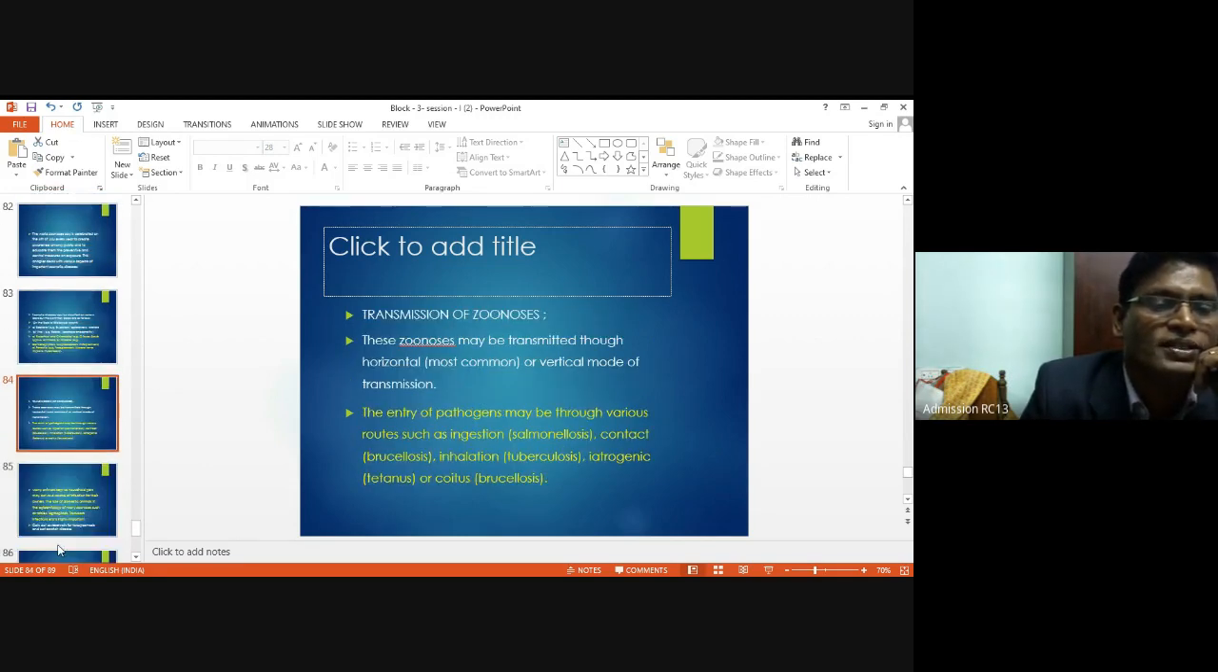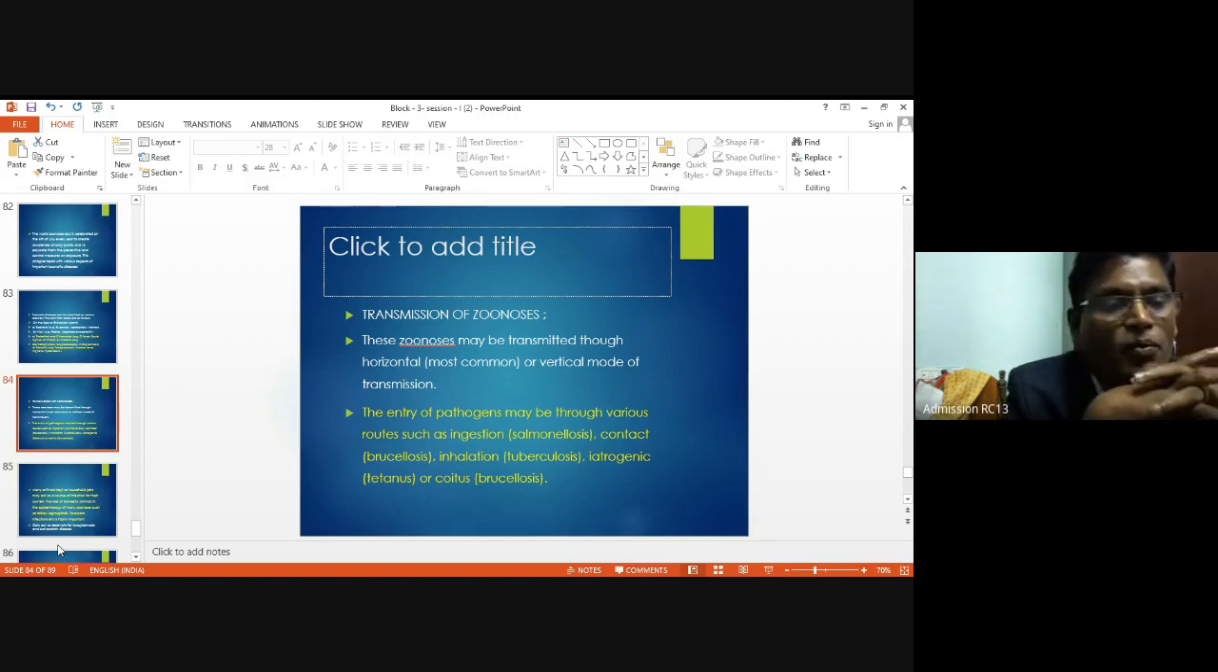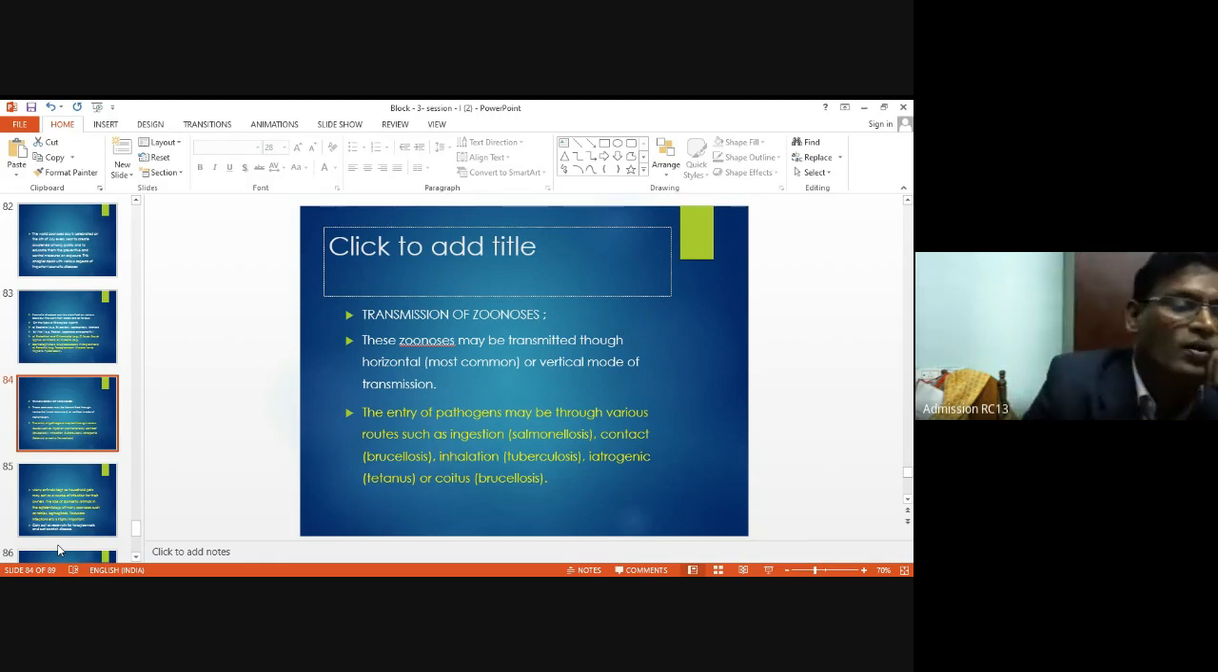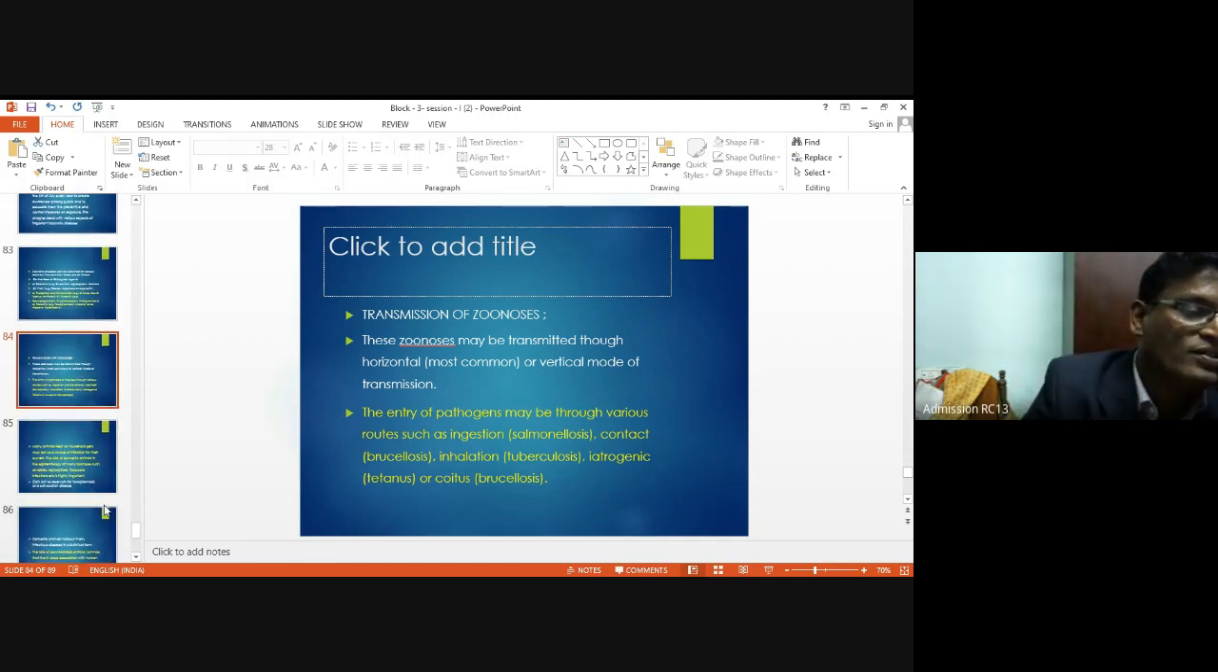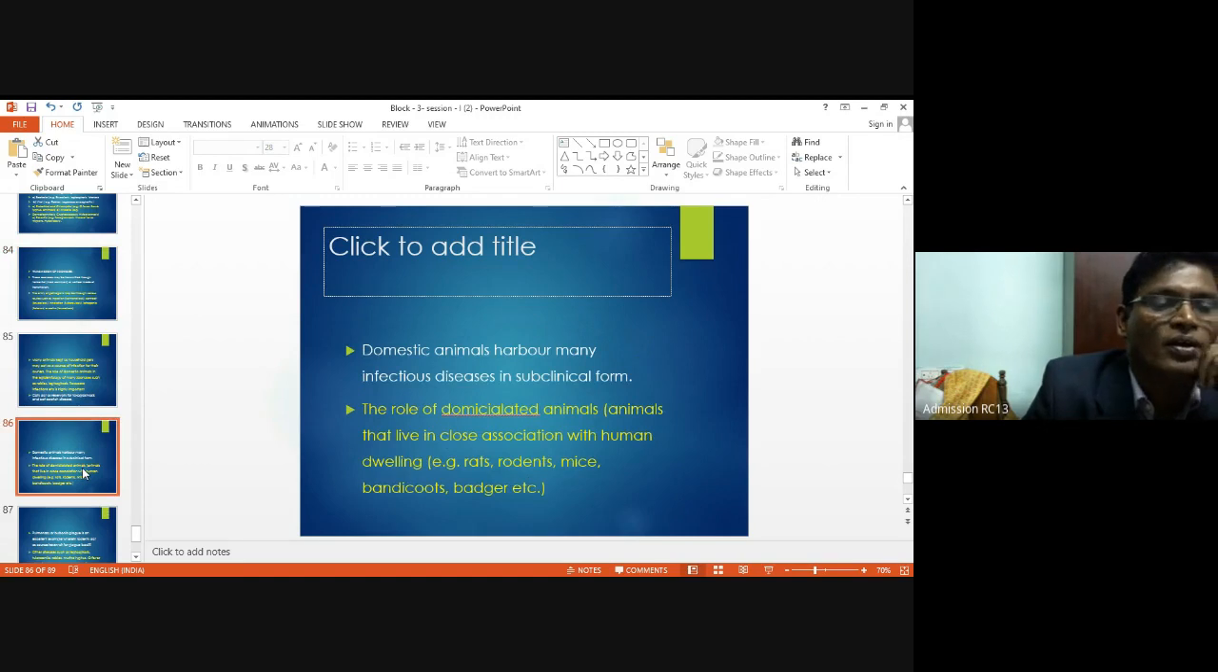Transmission of zoonoses: these zoonoses may be transmitted through the horizontal, most common, or vertical mode of transmission. The entry of the pathogens may be through various routes such as ingestion, for example salmonellosis, contact, for example brucellosis, inhalation, for example tuberculosis, and through wounds, as in tetanus, or coitus. So these are the various modes by which these organisms take entry into the human body.